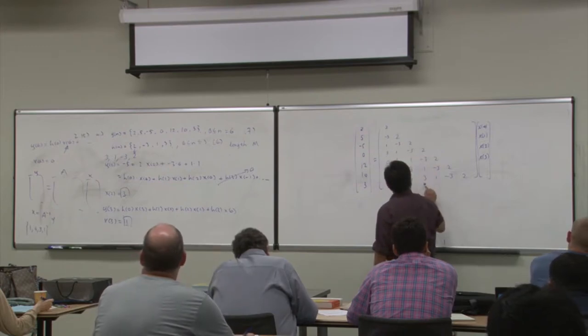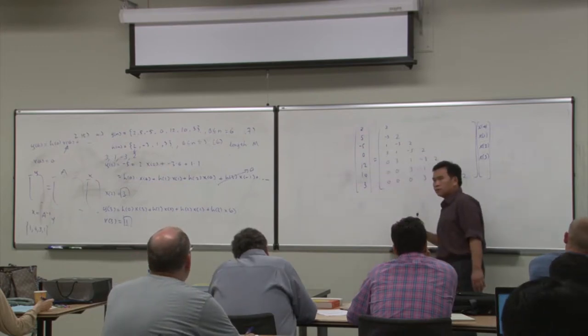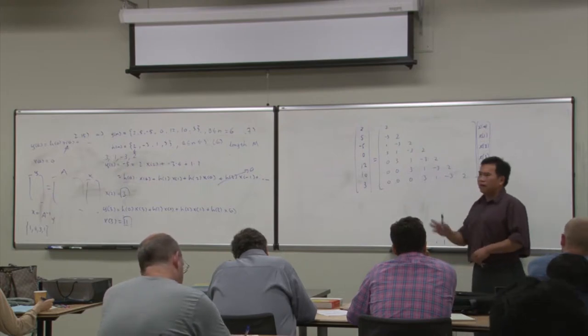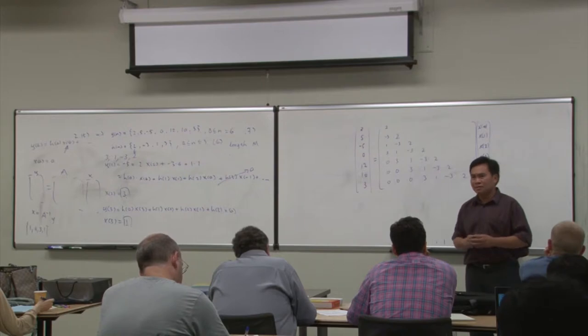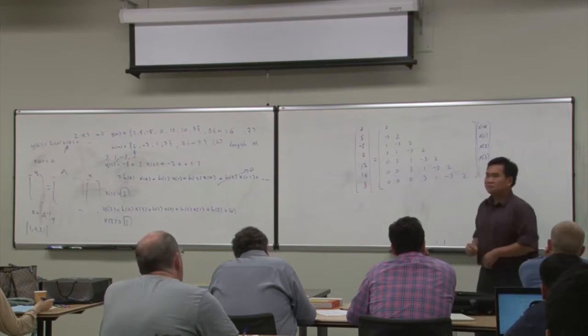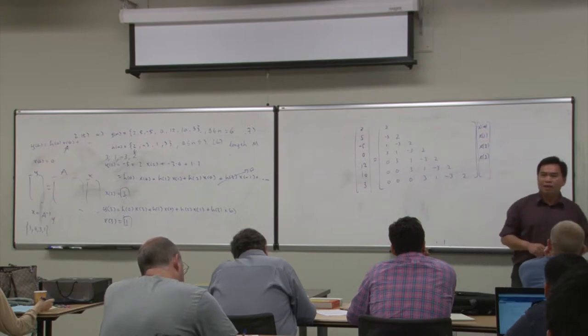1, 2, 3, 4, 5, 6, 7. 1, 2, 3, 4, 5, 6. Okay. Square bit, you can burn it. But let's not burn it. I don't know MATLAB, I only know matrix theory. So how do you actually find x? I have no computer.